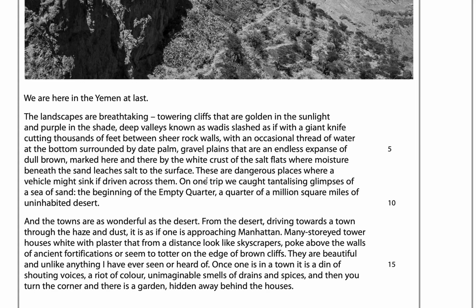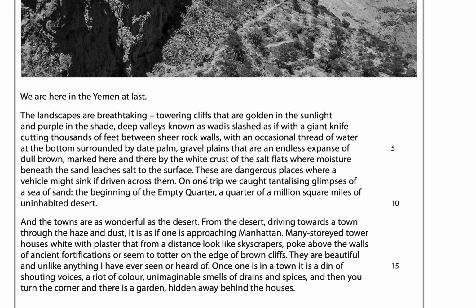A huge information dump, lots of description going on, pathetic fallacy. You would really want to describe all of these. Endless expanse, an alliteration, endless expanse, white crust of the salt falls where moisture beneath the sand leaches. Wow, this is so beautiful. But can we say anything tantalizing? Tantalizing glimpse.